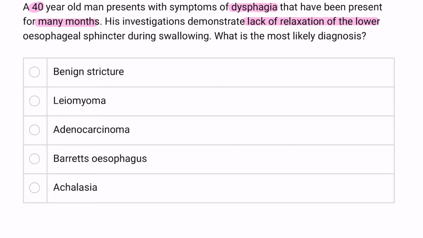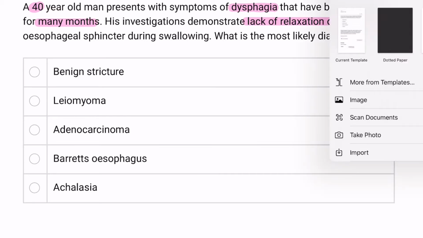So you know that this is basically giving you the definition of one of the differential diagnoses of dysphagia, in which there is lack of relaxation of the lower esophageal sphincter. But here it mandates us to memorize the differential diagnosis of dysphagia. If a patient presents with dysphagia, which is difficulty in swallowing, there might be multiple reasons for that.